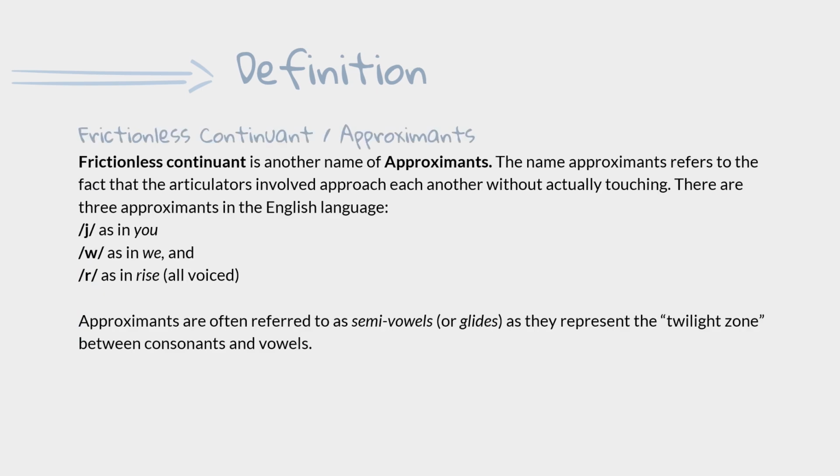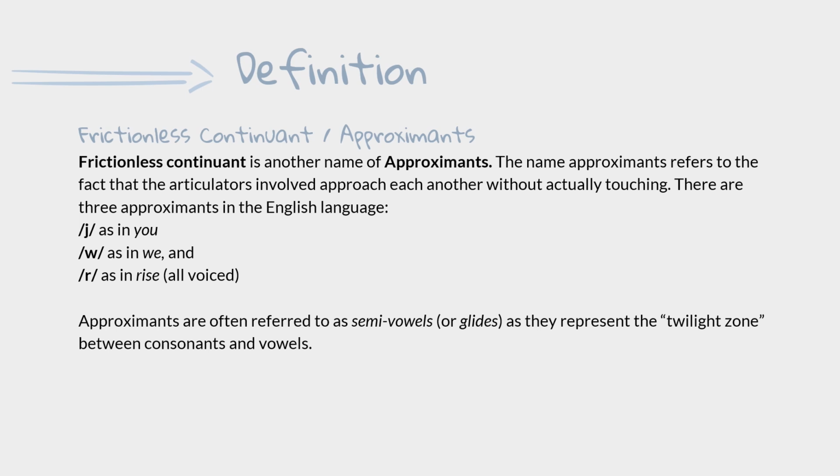Frictionless continuant or approximants. Frictionless continuant is another name for approximants. The name approximants refers to the fact that the articulators involved approach each other without actually touching. There are three approximants in the English language. The first one is the y sound as in you. The second one is the w sound as in we, and the last one is the r sound as in rise. And all three of them are voiced.